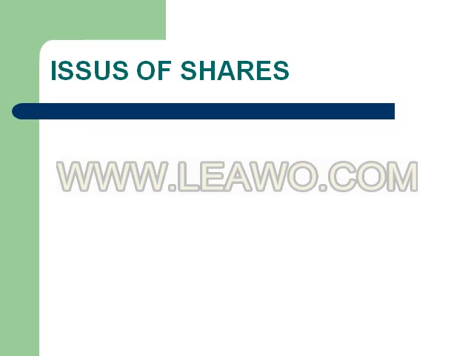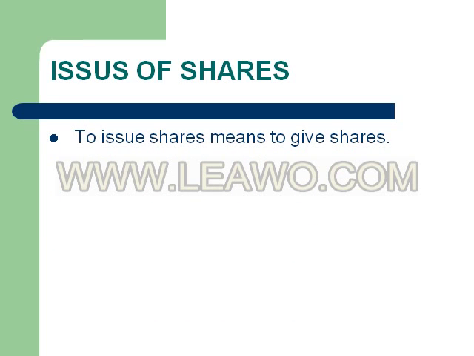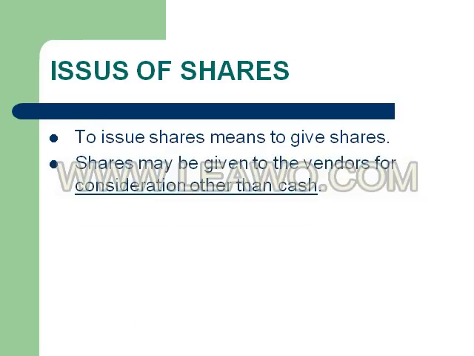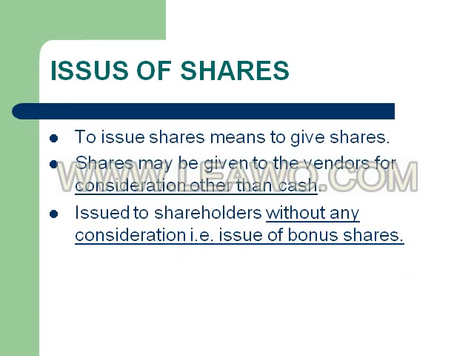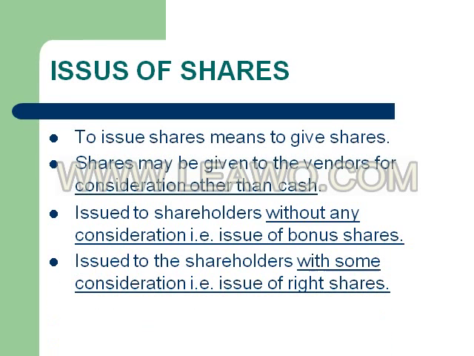Issue of shares. To issue shares means to give the shares. If company purchases some property from the vendors, company may issue shares to the vendors for consideration other than cash. Shares may be issued to the existing shareholders without taking any consideration from them. In that case, it is called issue of bonus shares.